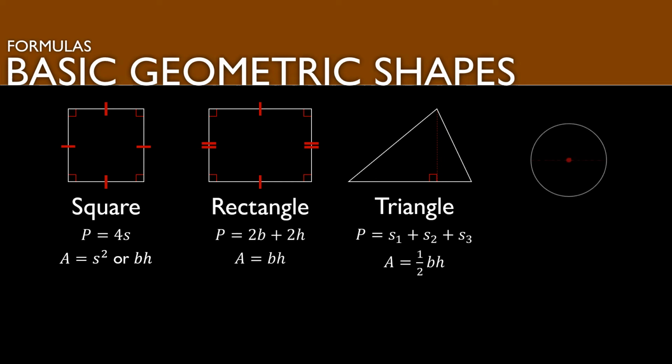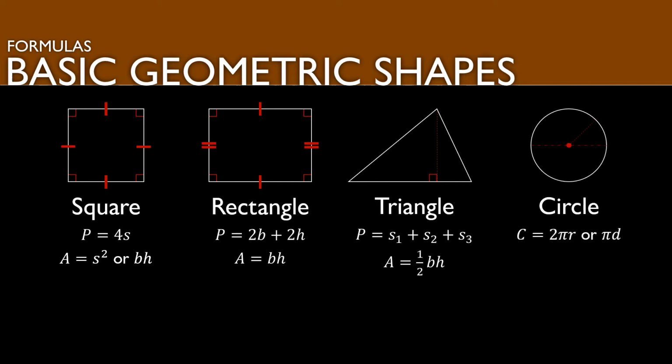The final shape that we have is the circle. We can use 2 different circumference formulas, either 2 pi r or pi d. So 2 pi r refers to 2 times pi times the radius, or we can do pi times the diameter. Remember that 2 radii is 1 diameter.